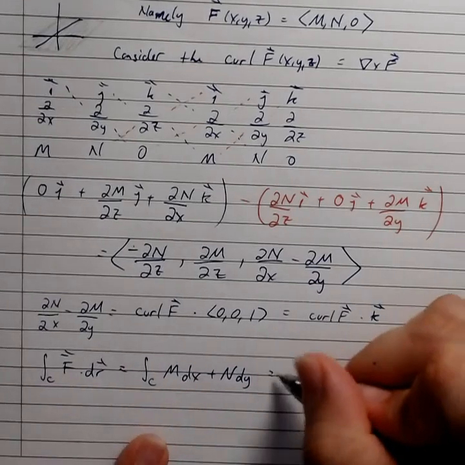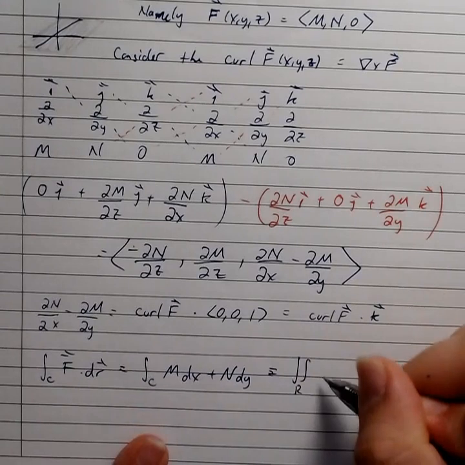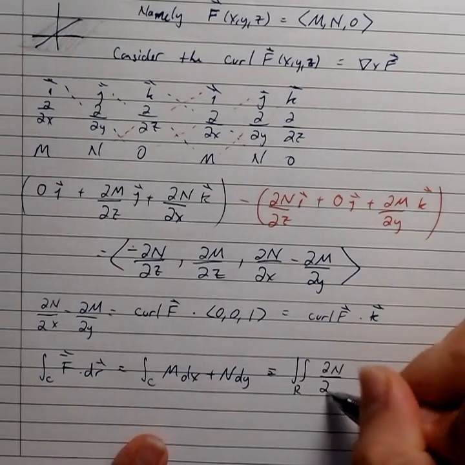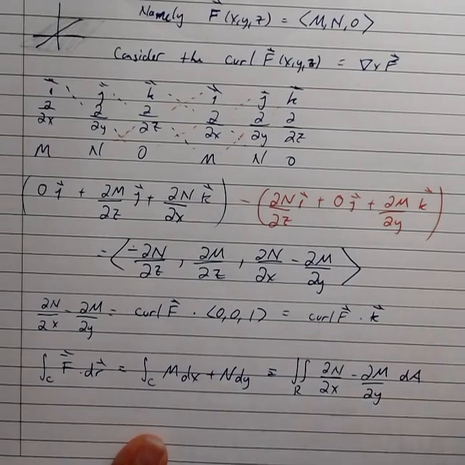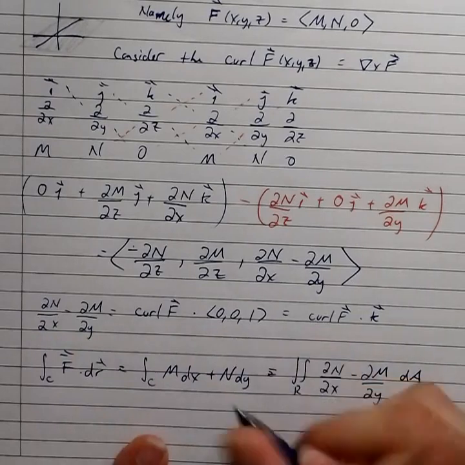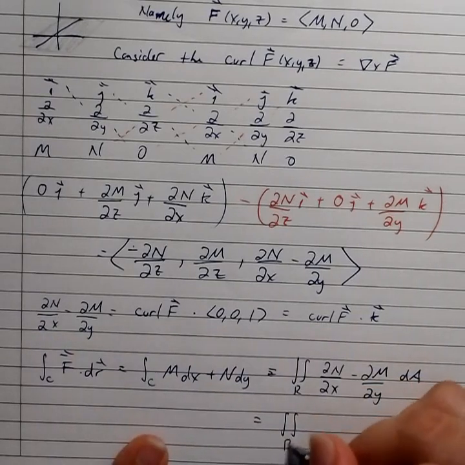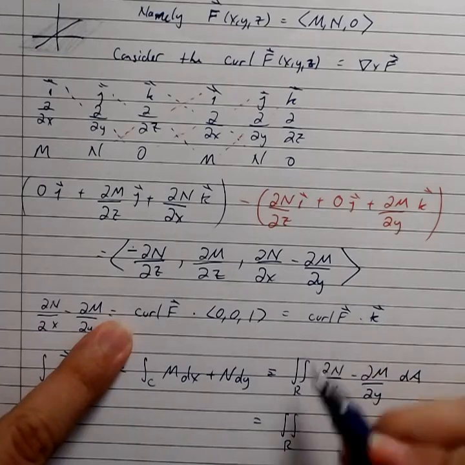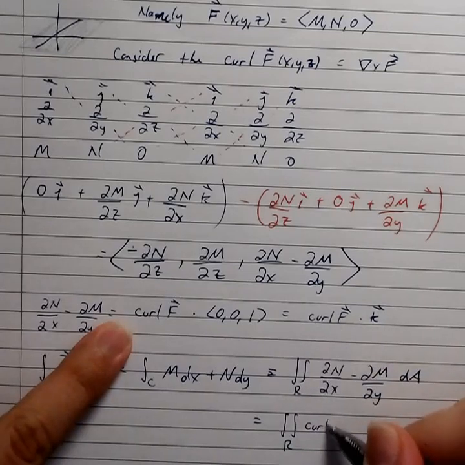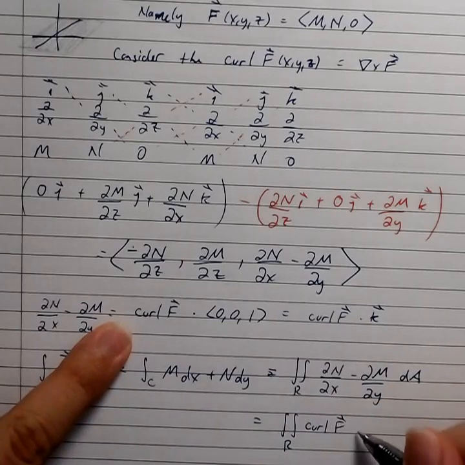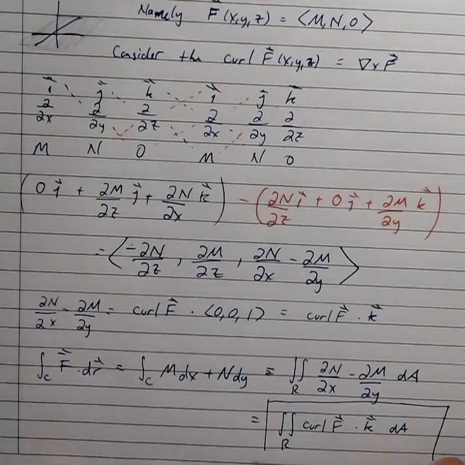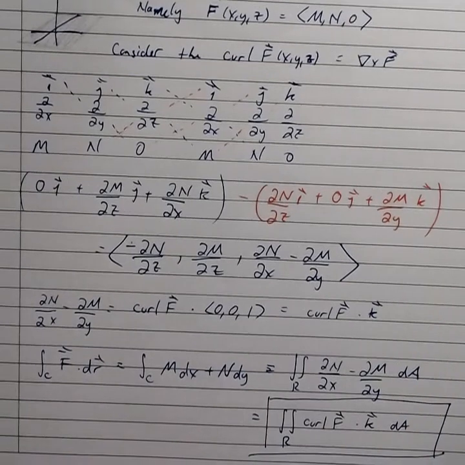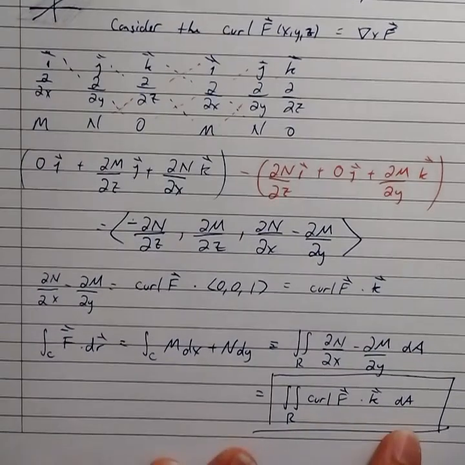That's equal, by Green's theorem, to the double integral over R of del n del x minus del m del y dA. And by this result, that can be written as the double integral over R of the curl of f dot k dA. This is an alternate notation for Green's theorem. And this is what will eventually extend into what's called Stokes' theorem.